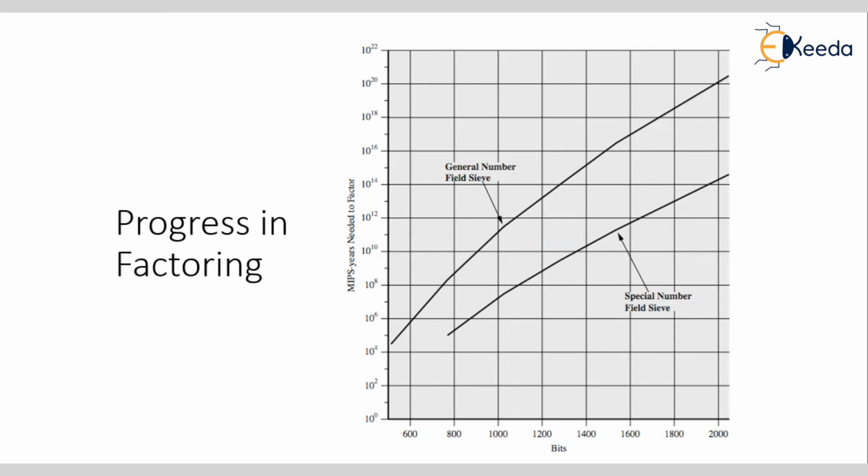This is just the graphical representation of the progress in factoring, wherein we can see the MIPS years needed to factor versus the bits which are needed to factor, and which then gives you the progress in factorization.